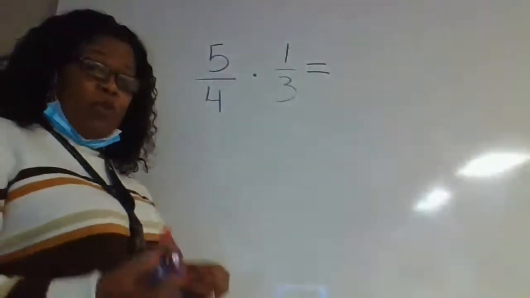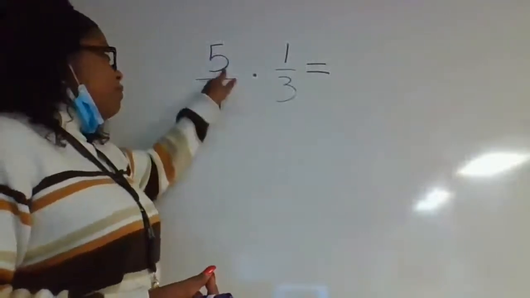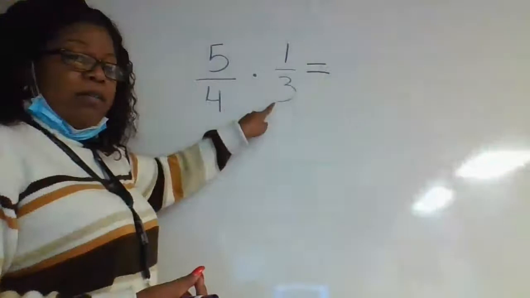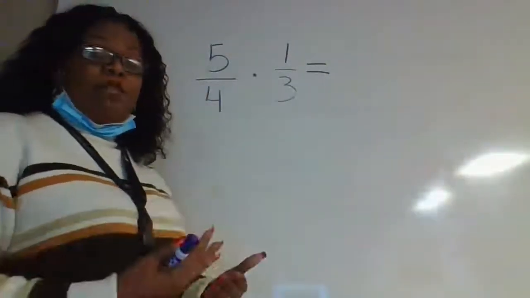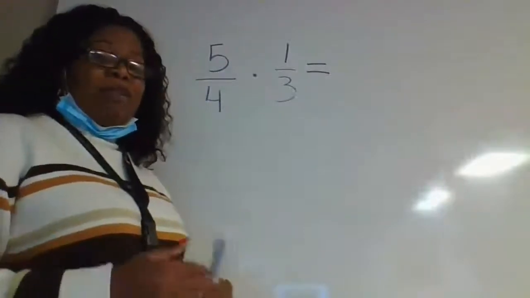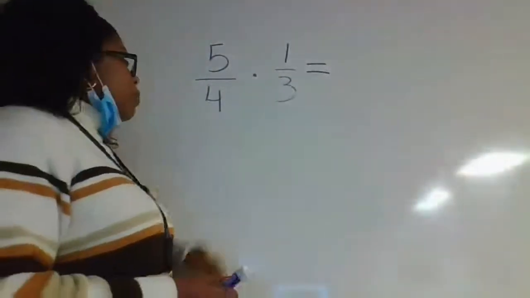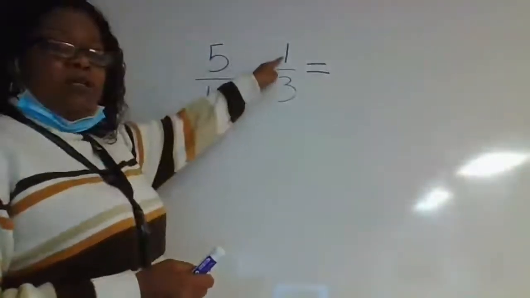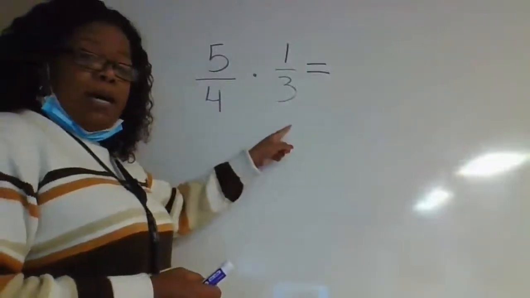If I was going to cross multiply with these two fractions, I would multiply 5 times 3 because those are diagonal, and 4 times 1 because that's diagonal. When we are multiplying fractions, we don't cross multiply. We simply multiply straight across, or we multiply the numerator by the numerator and then the denominator by the denominator.